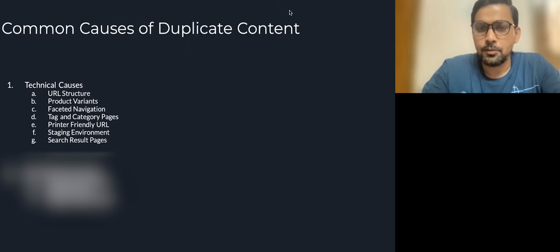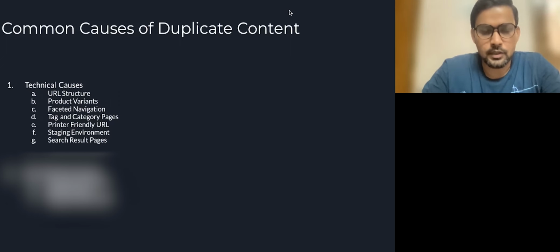Number five, printer-friendly URL. If you have a printer-friendly version of a URL along with the normal URL, then you should make sure to canonicalize the printer-friendly version to the normal version to avoid duplicate content issues. Number six, staging environment. You should always make sure that your staging environment is blocked from search engine crawling to avoid duplicate content issues.